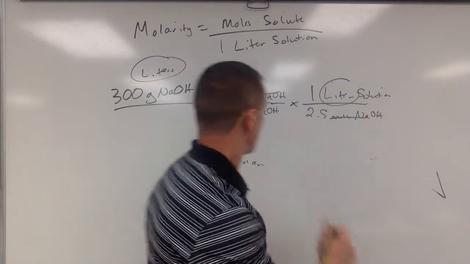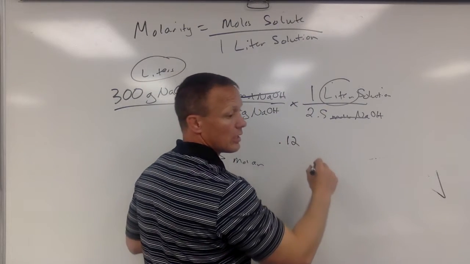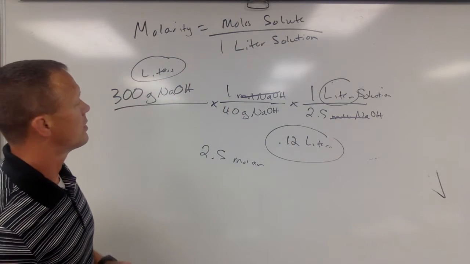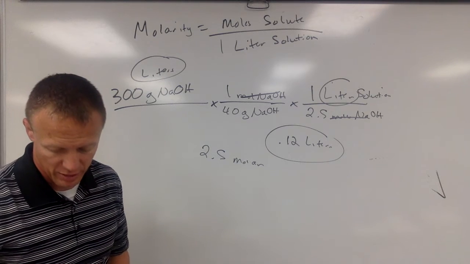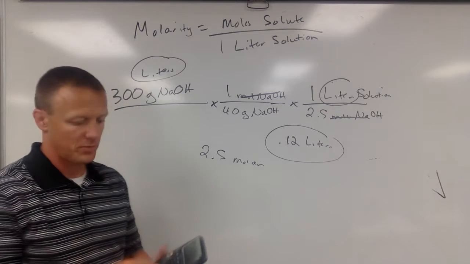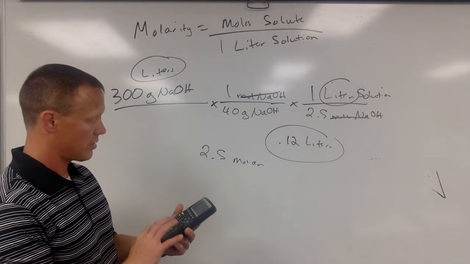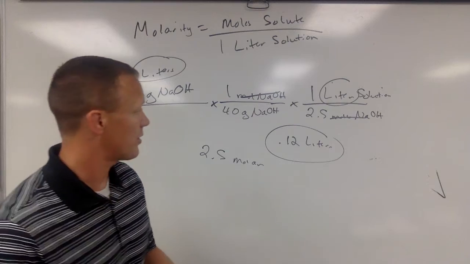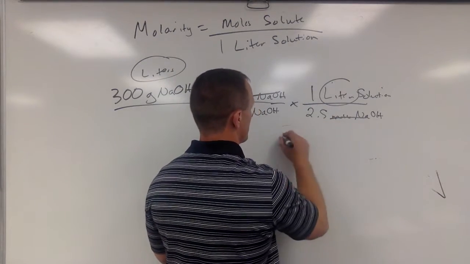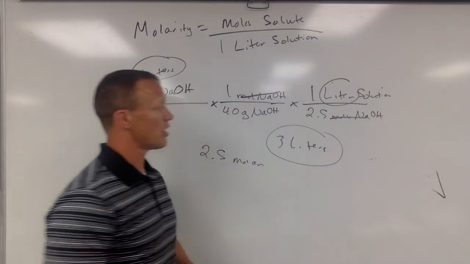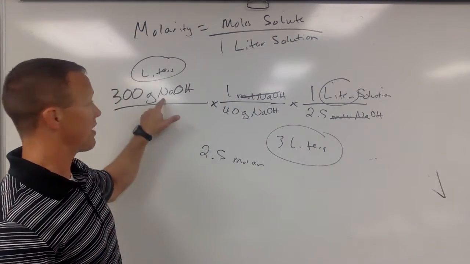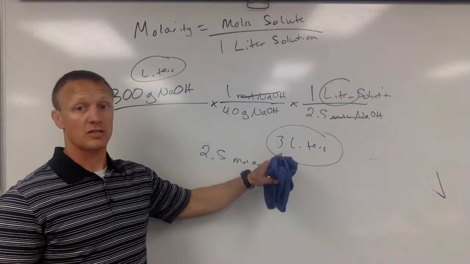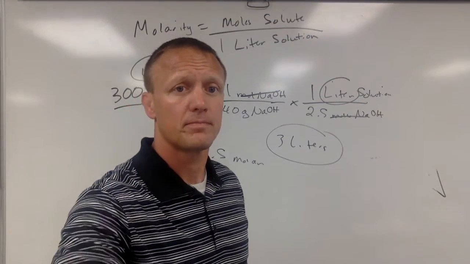And you get about 0.12 liters, I believe. My answer may be wrong there. Actually, I don't think that answer's right. I think it's 3. Sorry. So if we do 300 divided by 40 divided by 2.5 is 3. So you could make 3 liters of solution. I could make 3 liters of a 2.5 molar solution if I had 300 grams of sodium hydroxide. That's as much as I can make. I run out of that. If I want to make it less concentrated, I could make more of it. Again, that was question 15.